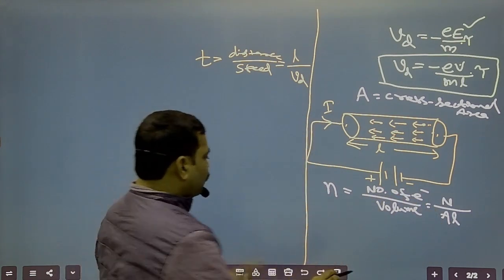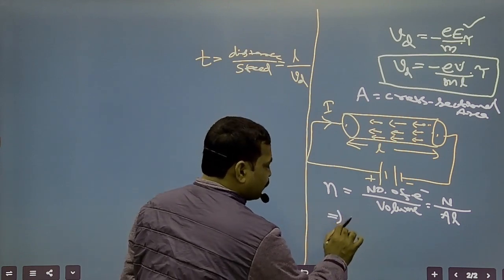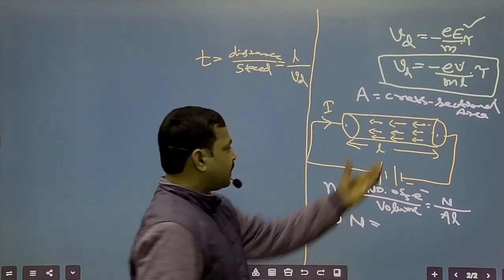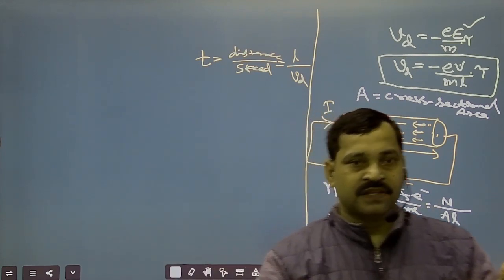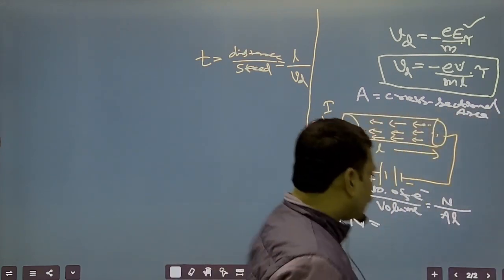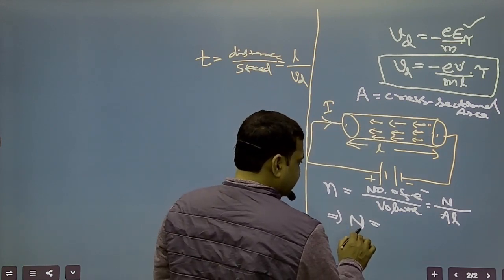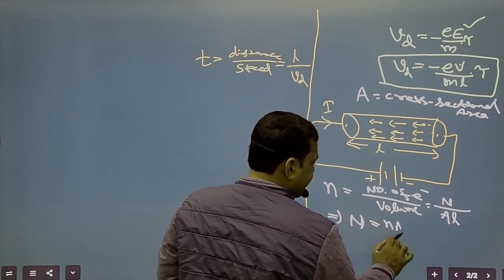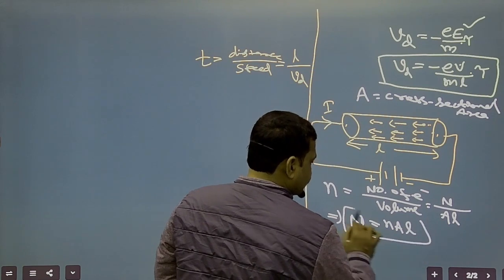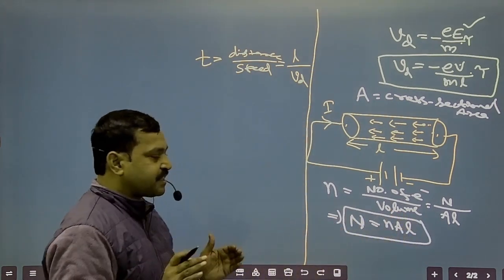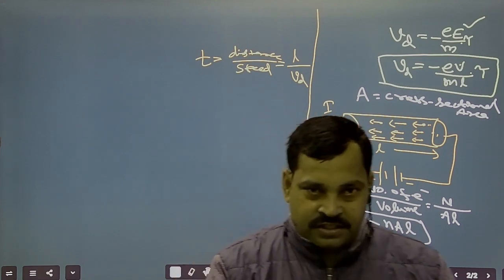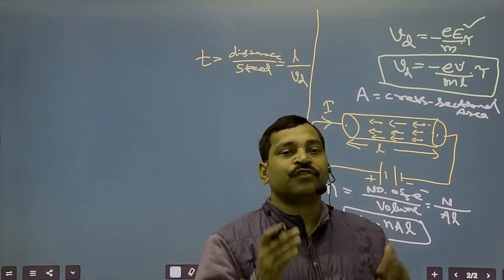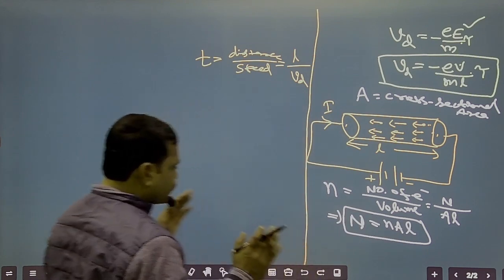So if we want to find out the total number of electrons available inside the conductor due to which the current is flowing in the external circuit, that will be your capital N. So this will be equal to nAL, right? So this gives the total number of charge carriers which are available inside a conductor for the conduction of current. I think this is clear.